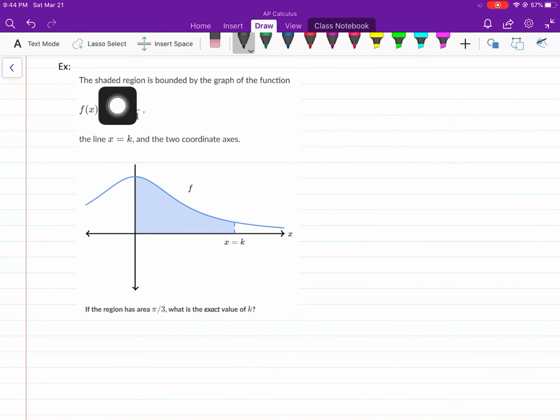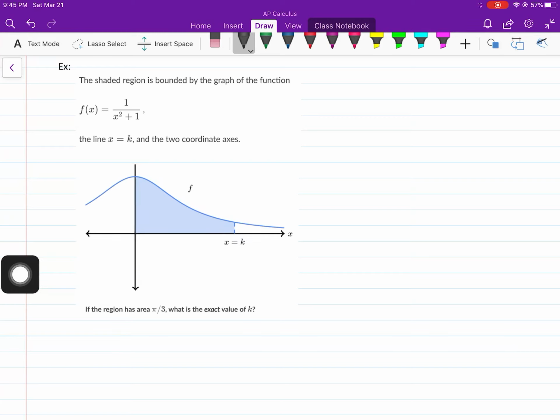ones. So here's one that's a little bit different. Here they're saying that the shaded region is bounded by this function and the line x equals k. So we're not trying to find the area. They're actually giving us that the area is pi over 3. They want us to find k.